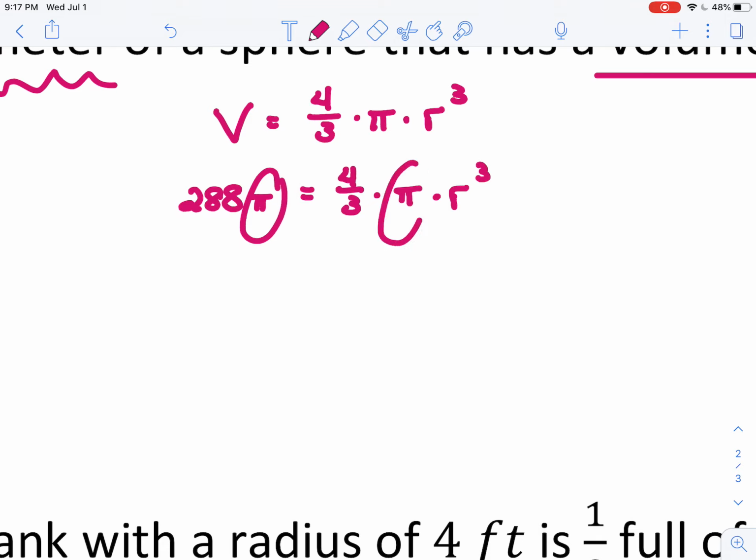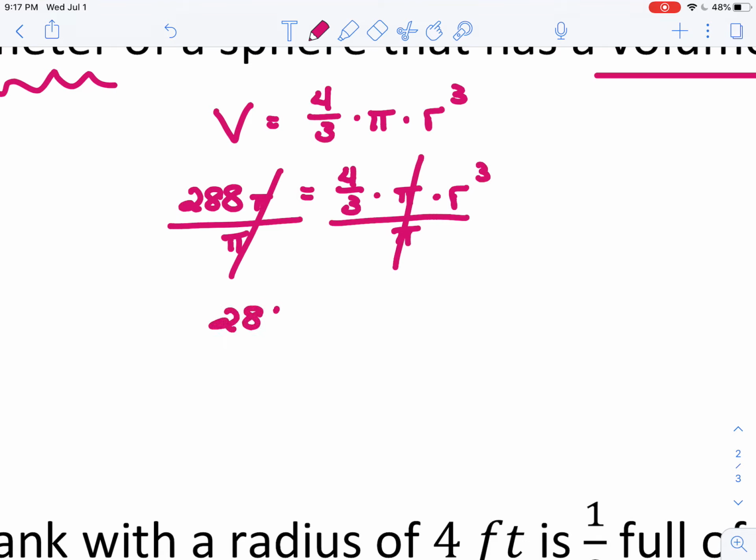Personally, what I like to do, when I see pi on both sides of the equation, I just want to get rid of it. The opposite of multiplying by pi is to divide by pi. Gone. So now we just have the 288. We still have that annoying 4/3, but there's a lot less on that right-hand side now.